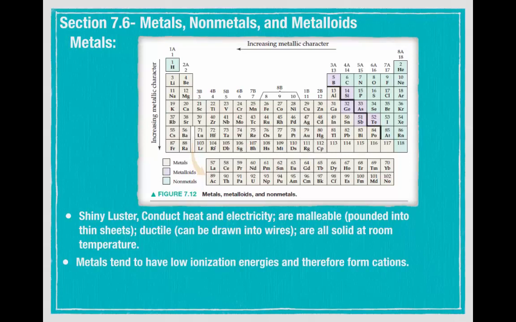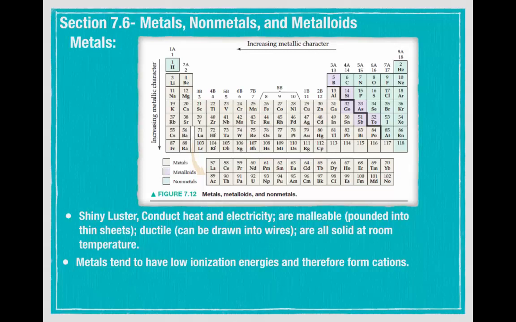The other characteristic for you to know is that metals tend to have low ionization energies, and that makes sense because they're to the left-hand side of that ladder. Remember that ionization energy for your group 1 metals is extremely low, meaning that it is easy to lose an electron, and as a result, metals form cations.